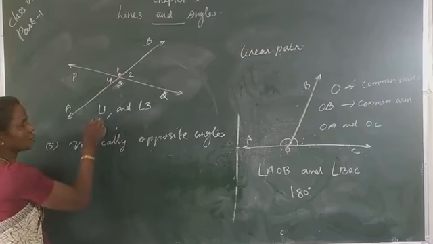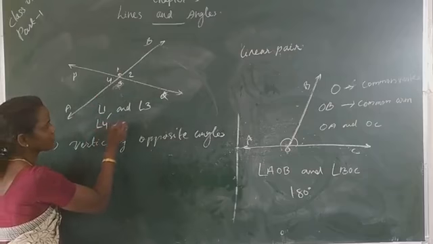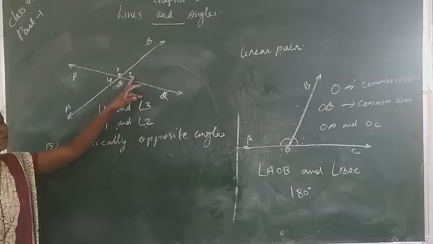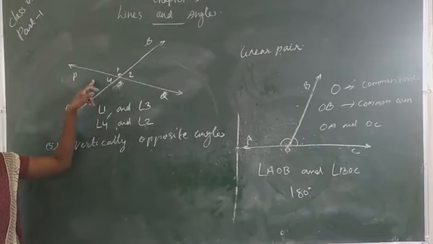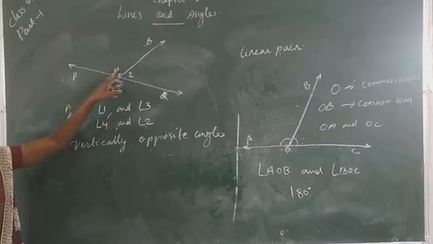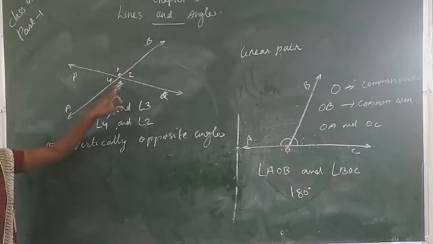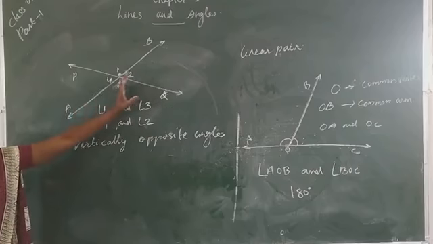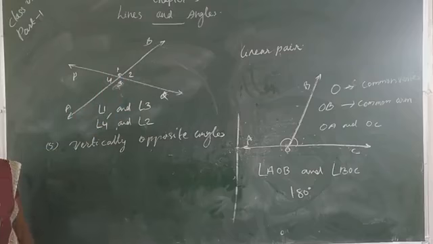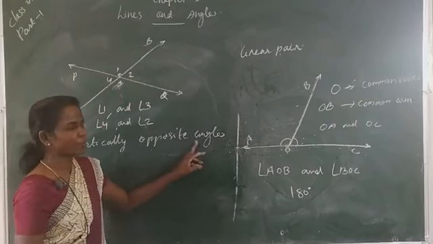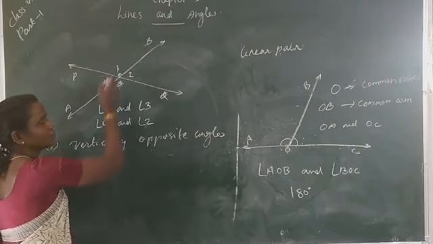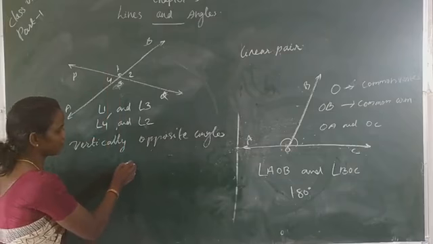or angle 4 opposite which angle? Angle 4 is opposite angle 2, or angle 2 opposite angle 4. Angle 1 and angle 3, or angle 4 and angle 2, are known as vertically opposite angles. The measures of vertically opposite angles are equal.